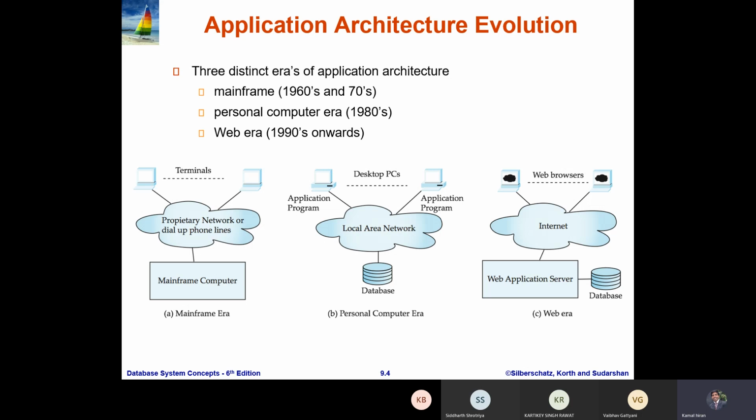And this is the web era, where you can see computers or mobiles using the internet, and we are using the application server. That application server takes the data from the database and the user gets the data. So basically these are the changes in application architecture from the 1960s to 1990 and onwards.